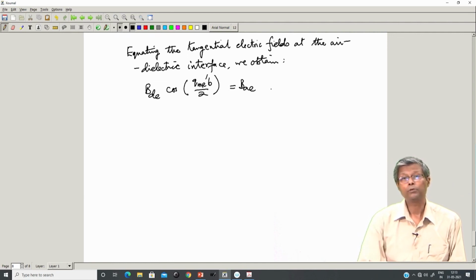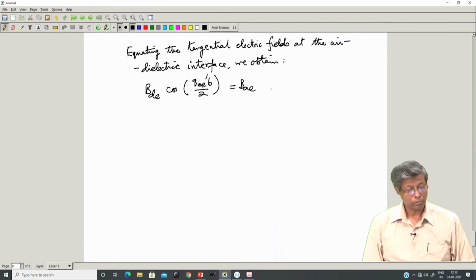Okay, so, this completes the field description for the LSE even mode. Let us stop here. We will continue with the LSE odd mode in the next lecture. Thank you.